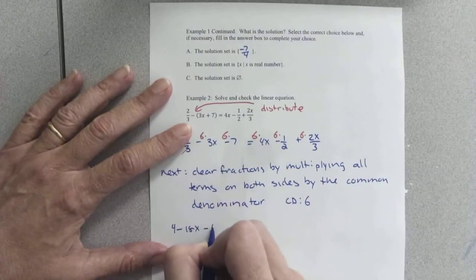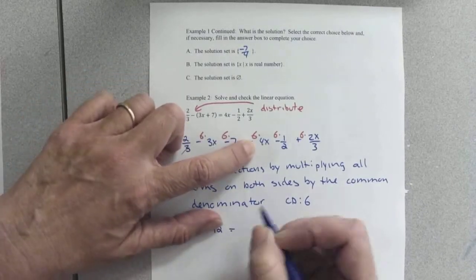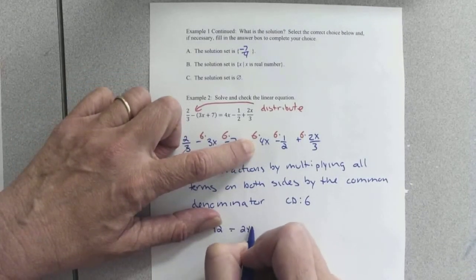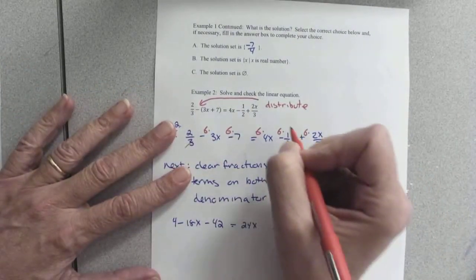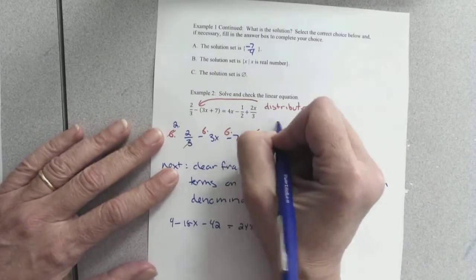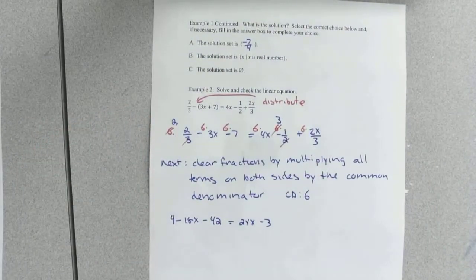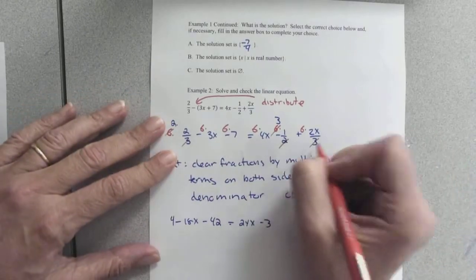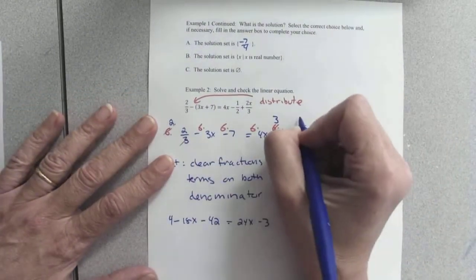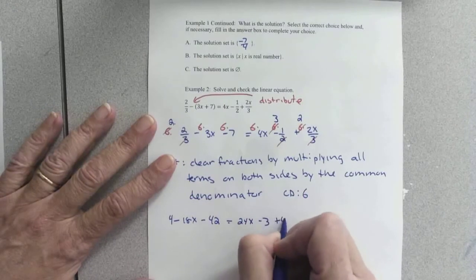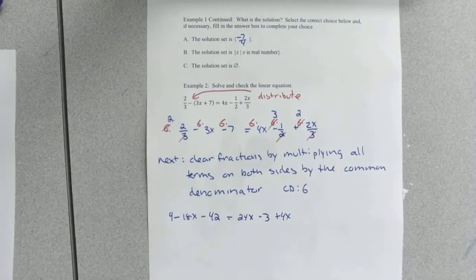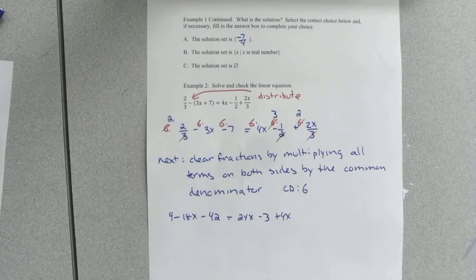Then 6 times 7 is 42, equals 6 times 4, 24x. Cancel here, the 2 and the 6 cancel, leaving 3. 3 times negative 1, negative 3. And canceling on the end, the 3 and the 6 cancel, leaving 2. 2 times 2x, 4x. That's the best way to handle fractions. Clear them. Some students will try to do the problems with the fractions in place, and that's just the hardest way you can do the problem. Clear those fractions by multiplying every term on both sides by the common denominator.